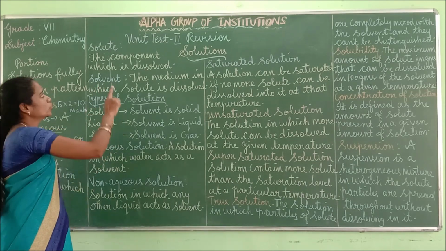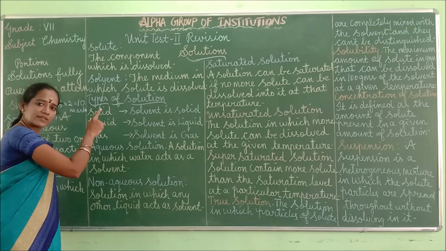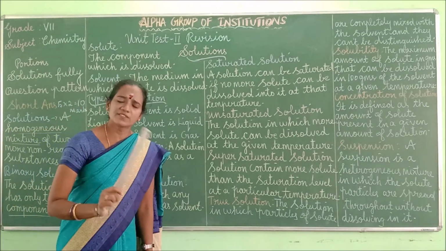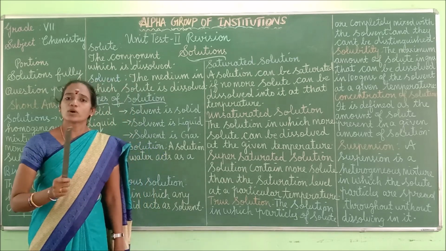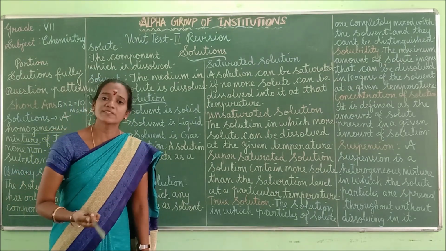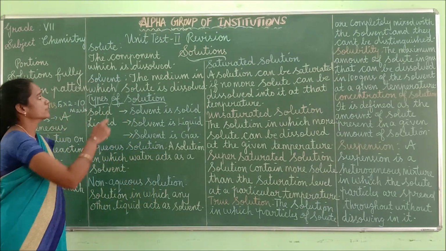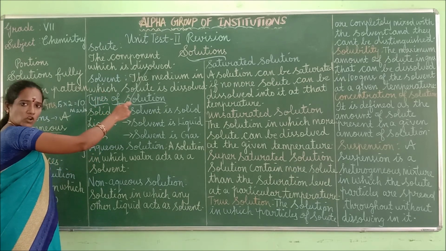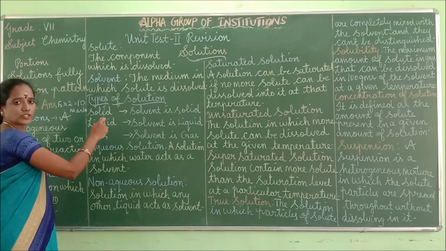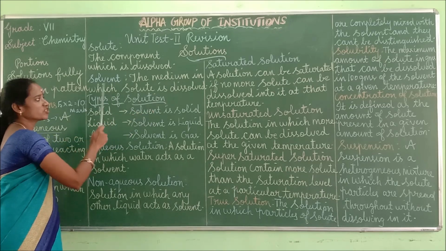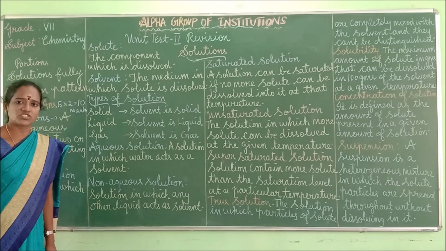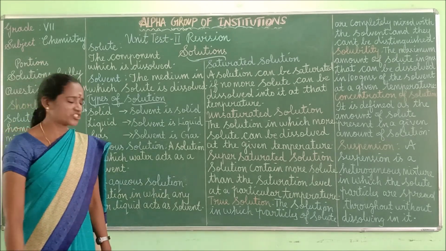Okay, so solute is present in smaller amount, whereas solvent is present in larger amount. To differentiate solute and solvent, or what is meant by solute and what is meant by solvent, you have to write: solute means the component which is dissolved, whereas solvent means the medium in which solute is dissolved. Got it, children?